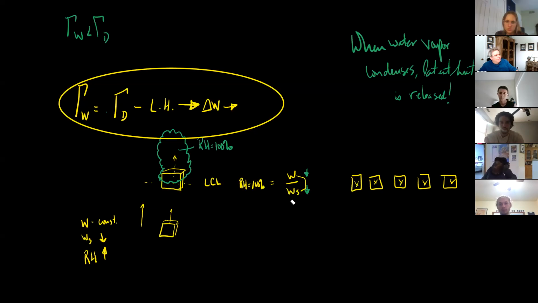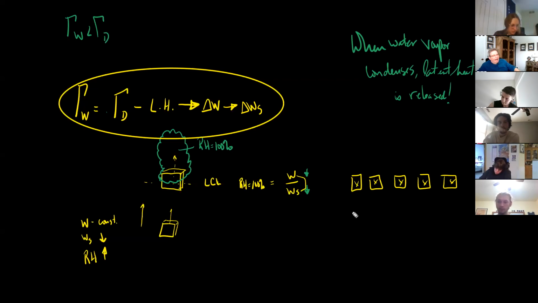The capacity goes down. So why does water vapor condense? Because the capacity is going down. I've run out of empty chairs. I have to get rid of full chairs. So what determines the change in W? The change in W sub S.